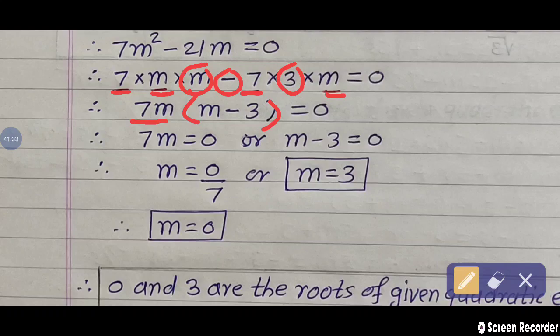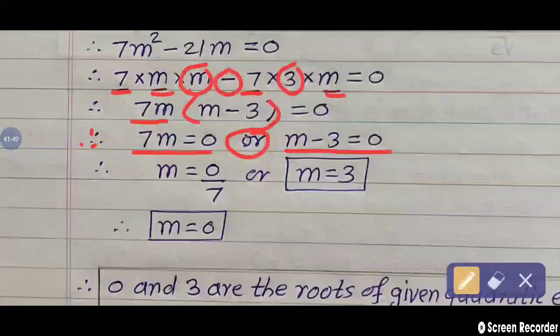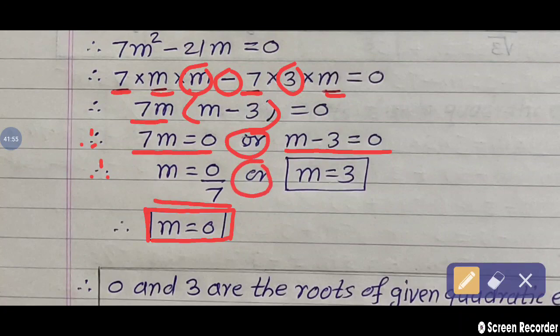So any one factor is equal to 0. Therefore, compare with 0. 7m equal to 0 or m minus 3 equal to 0. Therefore, 7 is multiplied here, shift on the right hand side. Therefore, m is equal to 0 divided by 7. So 0 divided by any number, the answer is 0. We know this basic thing. And m minus 3 equal to 0. So minus 3 taking on the right hand side, then 0 plus 3. So 0 plus 3 means 3. So these are the 0 and 3. These are the two factors.